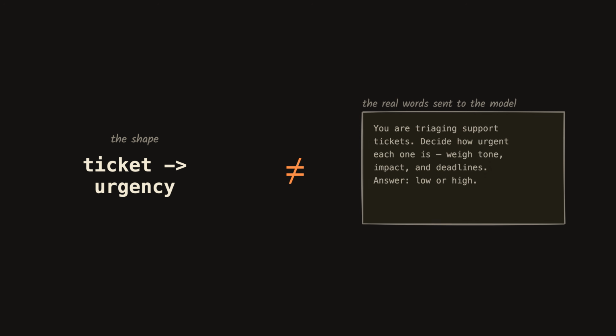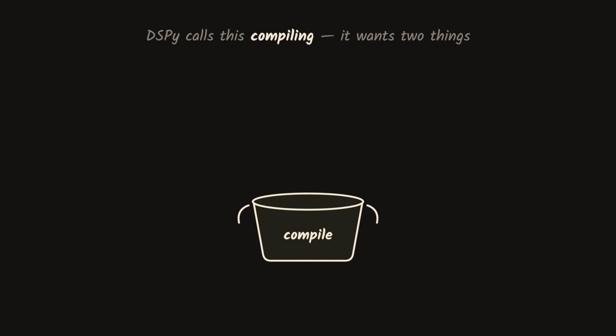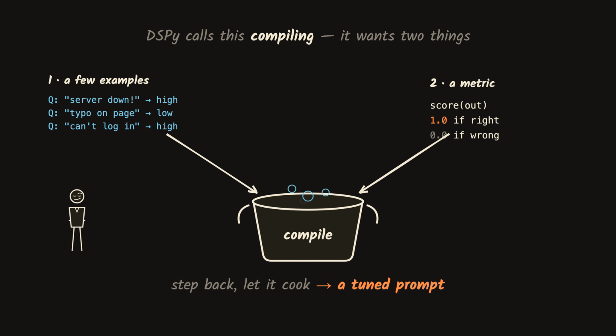But a shape isn't a prompt. Somewhere, somebody still has to write the real words and send them to the model. That's the part DSPy calls compiling, and it wants two things from you. A handful of examples, questions paired with the answers you'd want back, and a metric, a little function that scores the output, high when the answer's right and low when it's wrong. Give it those two things, and you step back and let it cook.